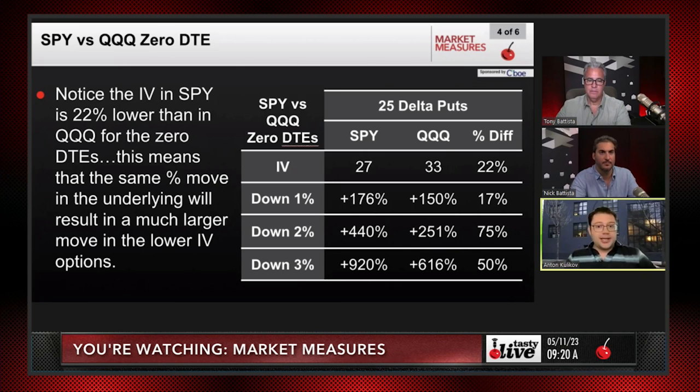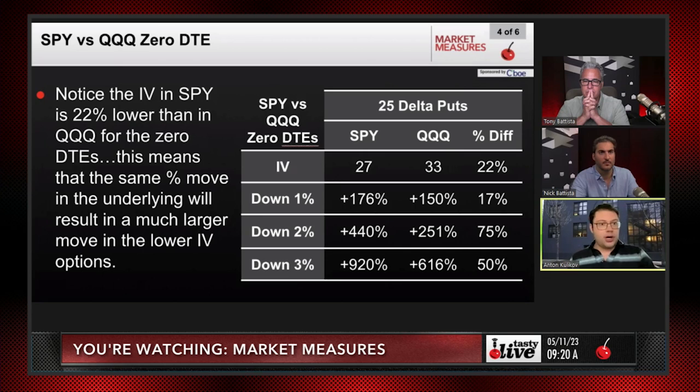So if you look at it down the line, for SPY, a down 1% move, the 25 delta puts were up 176%, for the Qs only 150. For the down 2%, 440% for SPY, only 251 for the Qs, and so forth. You can see on the right-hand side that the percentage difference between those moves is approximately between 20 and 75% greater for SPY for the same percentage move. Okay? But you're paying 22% more. So what does that mean? It means if you don't get those moves, you're going to lose more on the Qs options. You're going to lose 22% more on the same one lot, volatility adjusted, price adjusted, on the Qs than you will on SPY.